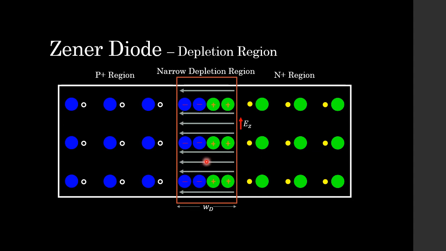And we know that because we have positive and negative ions, it's going to set up an electric field within this depletion region. And I've represented that electric field by Ez, Z for Zener, if you didn't already know. Now, let's actually operate our Zener diode now that you're familiar with its construction.